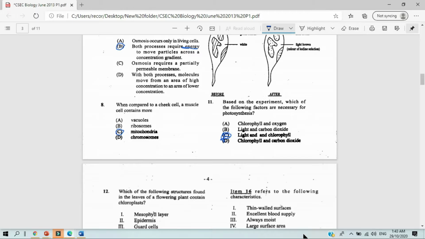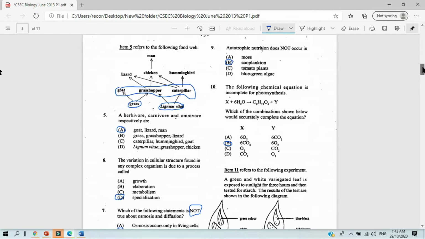More mitochondria, and this is something that is typical for muscle and liver cells. So our answer here is going to be mitochondria. We could say this one is straight from the textbook. The answer for question number 8 is going to be mitochondria, and that's going to be C. So we're moving right on to question number 9.